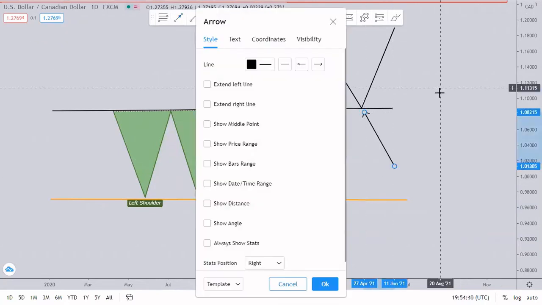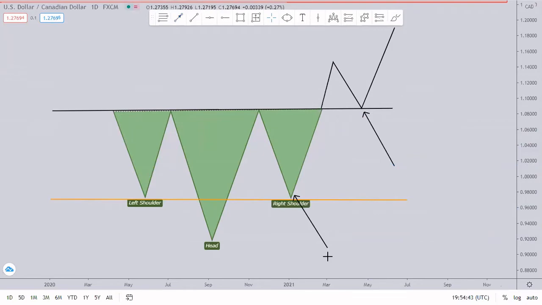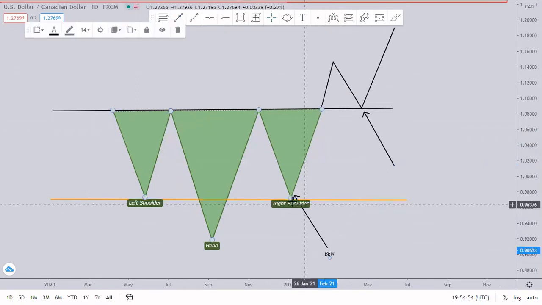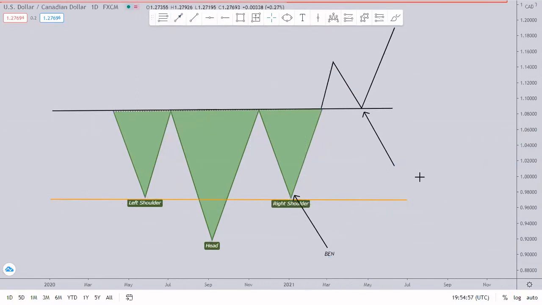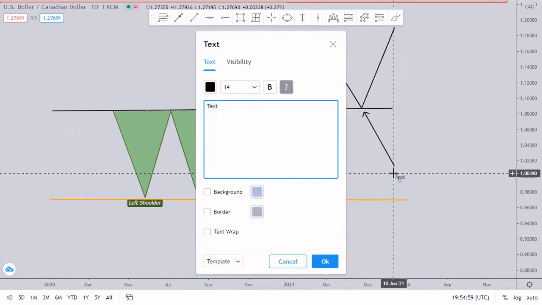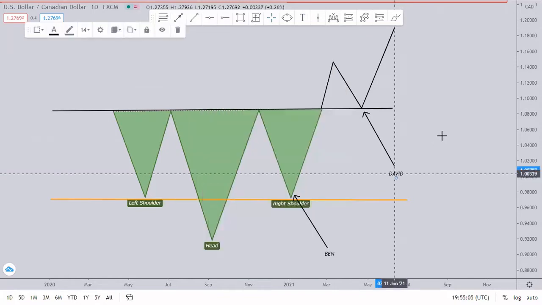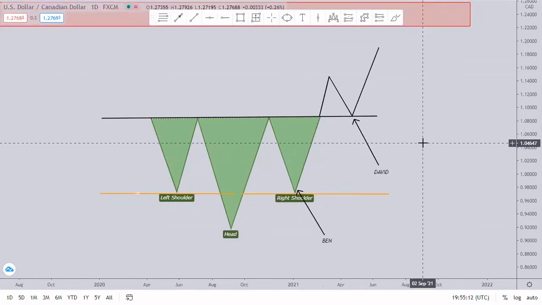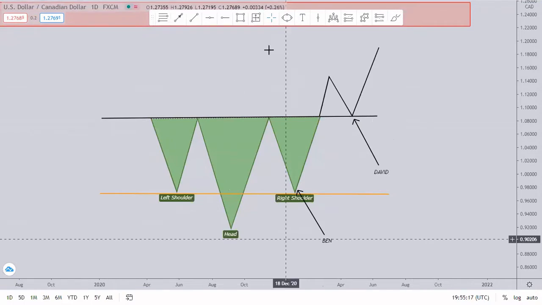Ben and David are both buying. Ben bought from here. Ben bought from this level where the arrow is pointing at, and David bought at this level. So this is David's arrow. Okay. Which of the two traders do you think came right on time for the party? This is a party. Okay. Which of them came right? Which of them was right on time for the party?